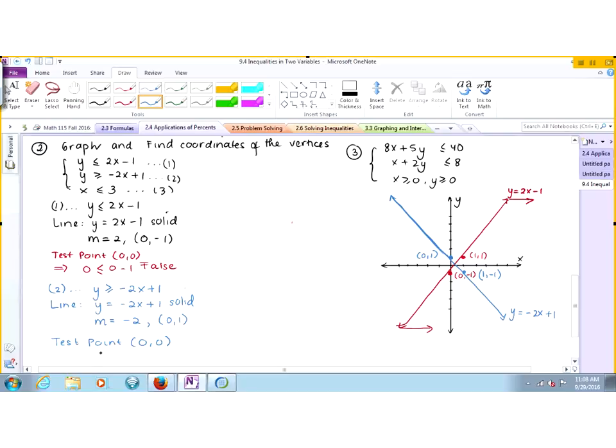Is it true or false? So substitute here. So 0 is greater than or equal to 0 plus 1. True, false? False. So 0, 0 is false. So which area do I shade? Right one. All right. Good.